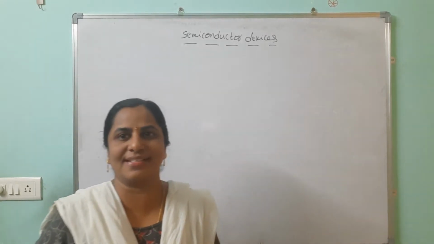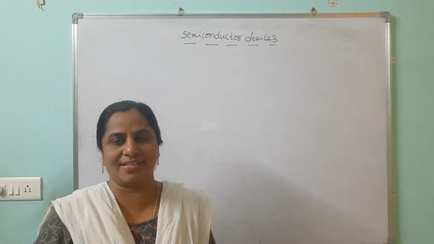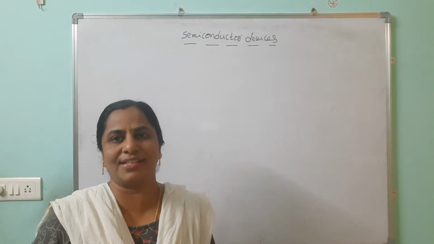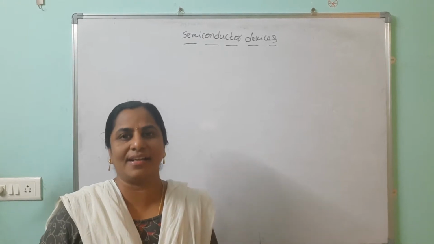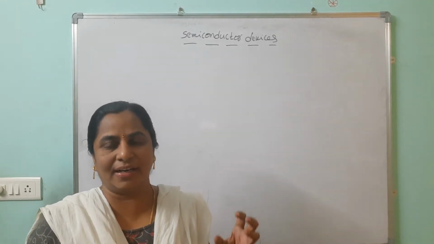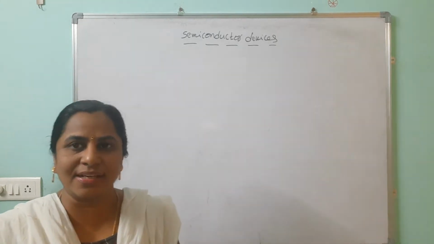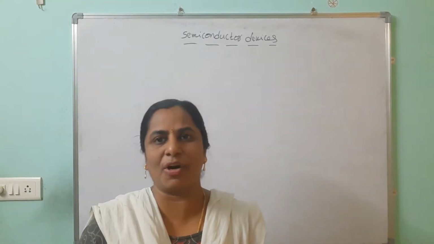Today we are going to discuss semiconductor devices. Before this topic, we have to go through that matter exists in nature in three states: solid, liquid and gases. Based on intermolecular forces, solids are classified into two types. One is the crystalline solids, another one is the amorphous solids.